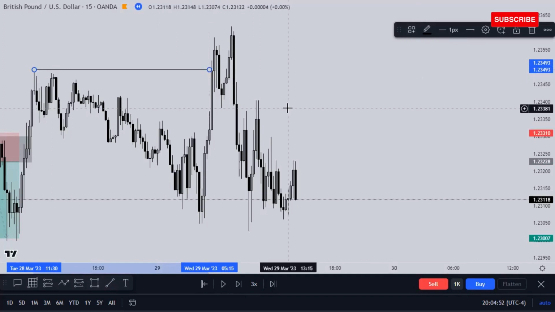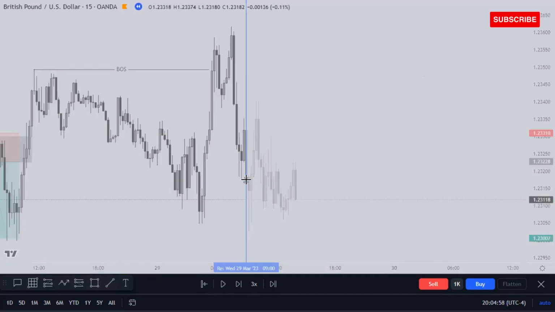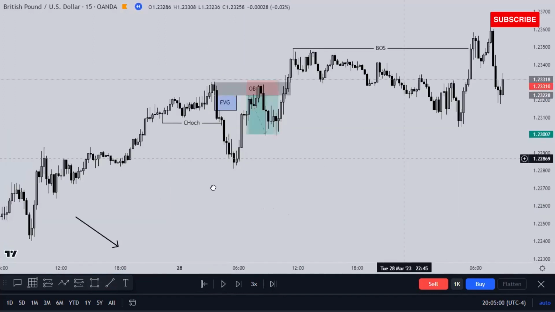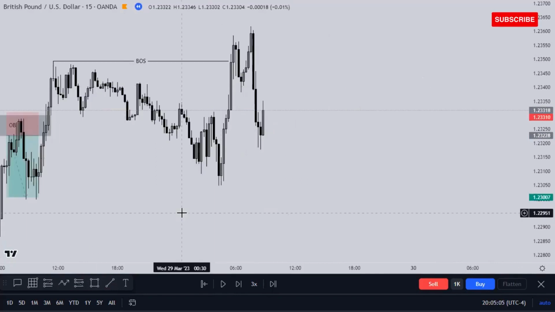All right. And this is, I think I've played the market too much. Let me just take it back here. So this is what I saw, guys. I saw this break of structure, right?